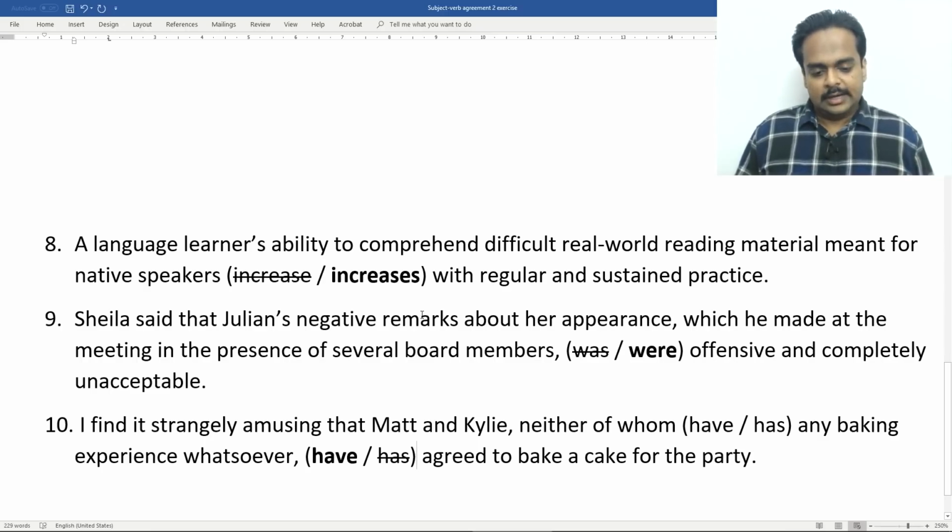All right. Now, as for the verb form within the relative clause, we have to apply subject-verb agreement rules within the clause itself. So the subject of this clause is the word neither. This is considered a singular pronoun in English because it's like saying not Matt or Kylie. So neither of whom has any baking experience whatsoever. I'll read the whole sentence once again. I find it strangely amusing that Matt and Kylie, neither of whom has any baking experience whatsoever, have agreed to bake a cake for the party.